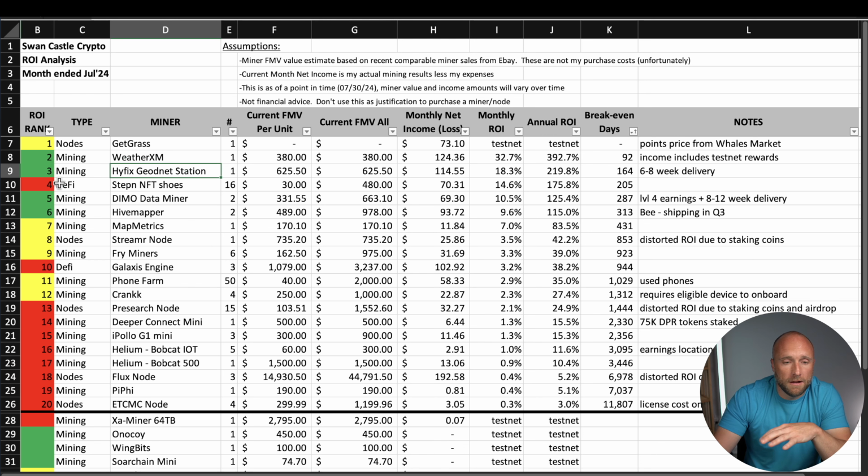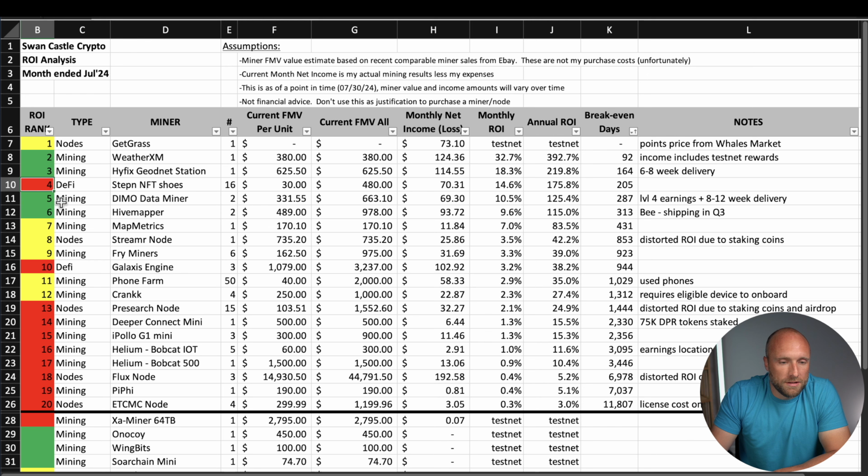Number three, we have the Hyphix GeoNet station. That's also a green project for me here. I believe it's 6 to 8 weeks for delivery on their website. Now, they just had the halving, so the profitability of this has been cut in half moving forward, but you're still looking at just under 6 months to make your money back with the Hyphix GeoNet space weather station. I think this is one of the strongest projects out there, and it's still very small. I think they only have like 7,000 weather stations across the globe at this point.